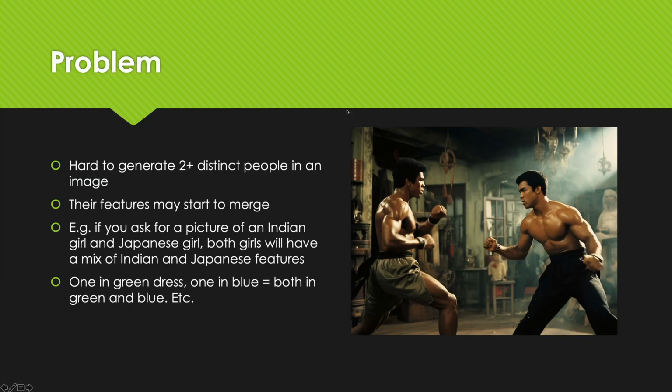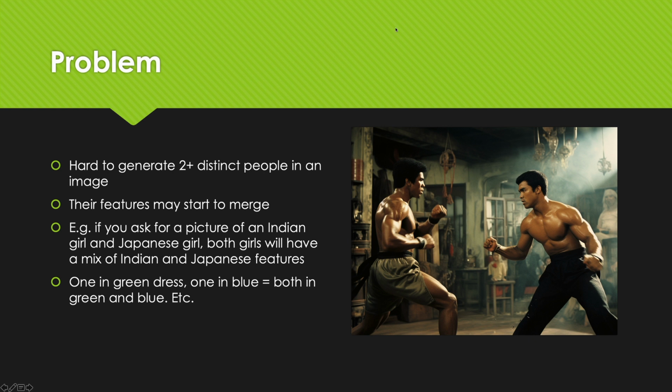Okay, so the problem is it is hard to generate 2 or more distinct people in an image. Their features may start to merge. For example, if you ask for a picture of an Indian girl and a Japanese girl, both girls will have a mix of Indian and Japanese features. If you ask for a girl in a green dress and one in blue, you'll often get both in a mix of green and blue together.